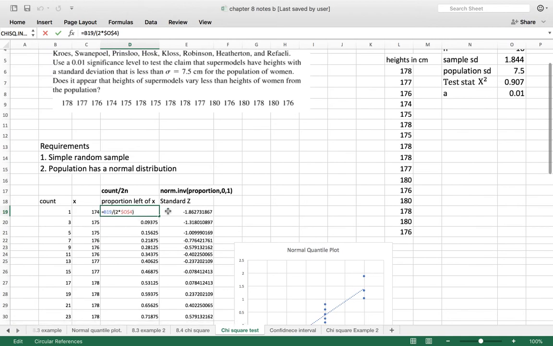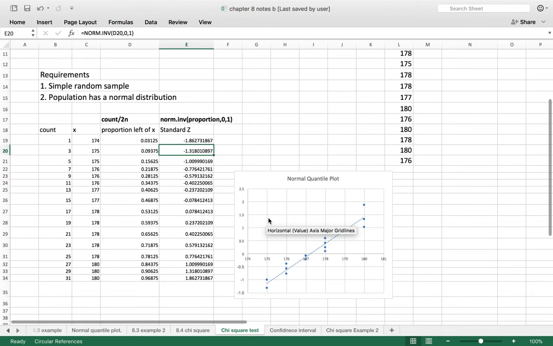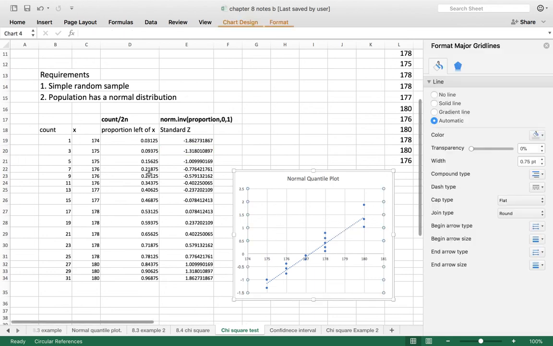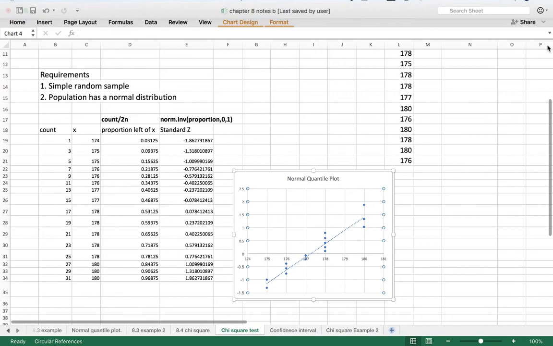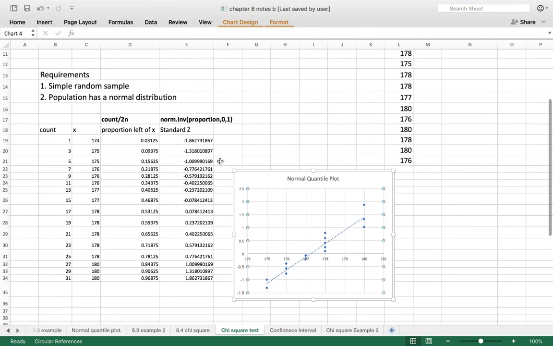I'm going to use those proportions to find z-scores. And so I'm using those proportions to find z-scores in column E. And then I'm going to create a scatter plot using my x values and my z-scores. And you can see this scatter plot is fairly close to this trend line without being any kind of weird pattern. It's rather random, but it's close to the trend line. So we can use our chi-squared test here.